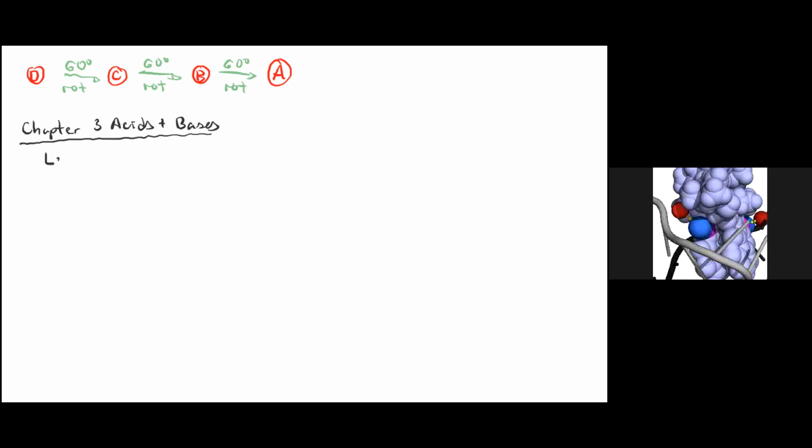A Lewis acid is defined as any species that can accept a pair of electrons. Okay, and for our purposes, that's typically going to be an atom that doesn't have a full octet. Okay.